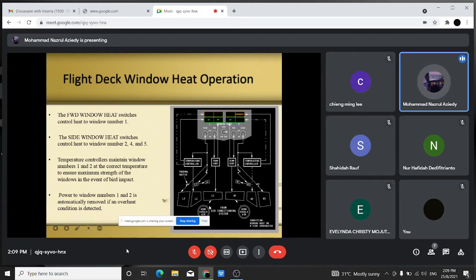There's a windshield air for window number 1, and it comes from the air conditioning system. So the windshield air is using the blade air to heat the windshield. The process involves taking hot compressed air from inside across the windshield.